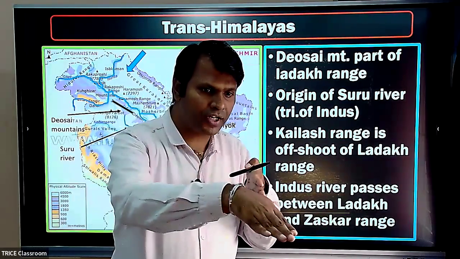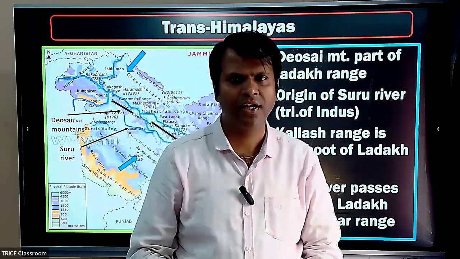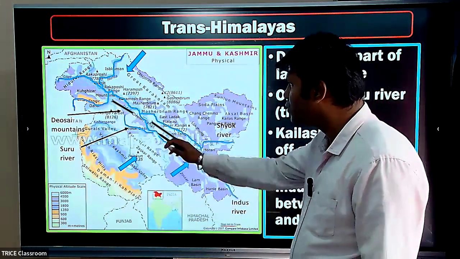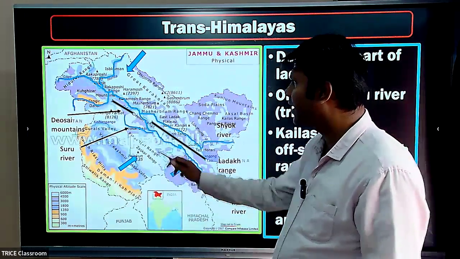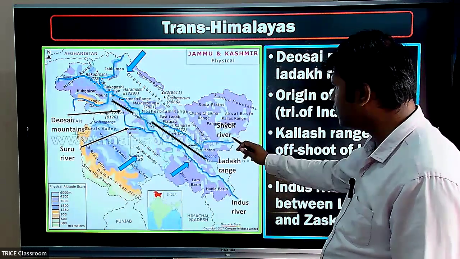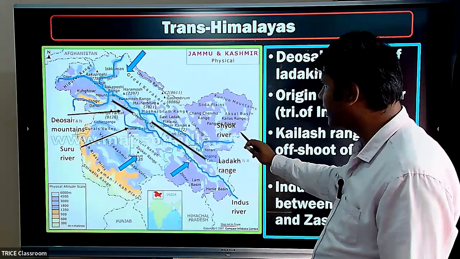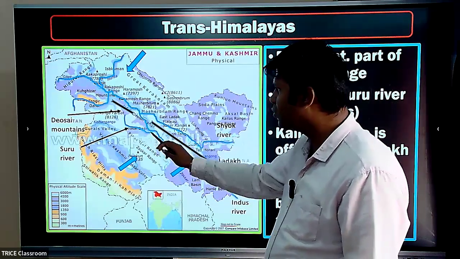If the river is flowing like this, but the tributary is coming in the opposite direction and joining it, then it is called an obsequent river. Suru River is one such obsequent river, an example of a tributary which is flowing in the opposite direction. So can you see here, this is the Indus River. The Indus has some tributaries like the Shok River and the Suru River.